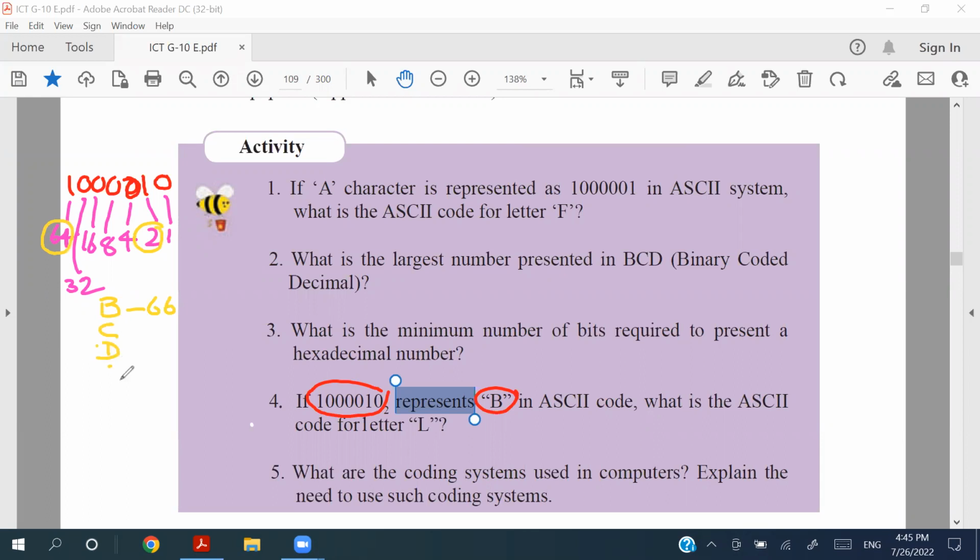C, D, E, F, G, H, oh, that's quite big. I, J, K, and then it's going to be L. So it's going to be 66, 67, 68, 69, 70, 71, 72, 73, 74, K is 75, and L is 76.